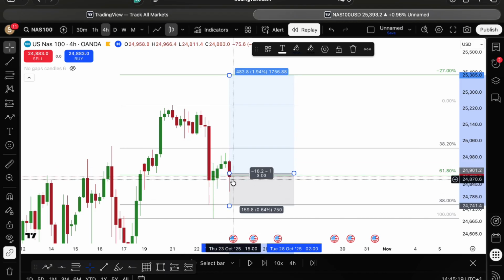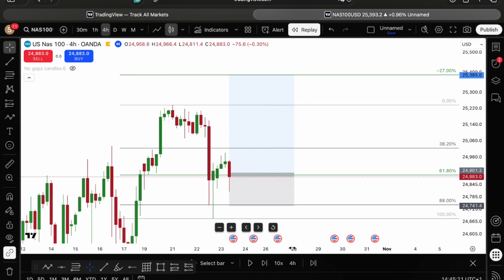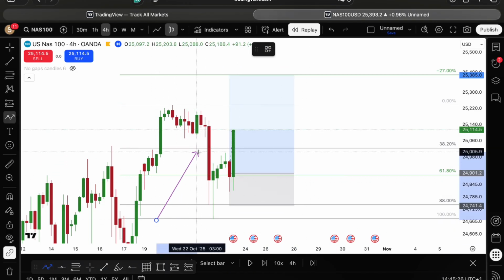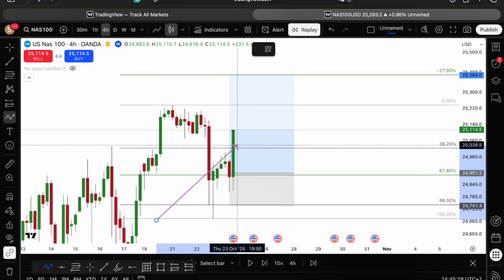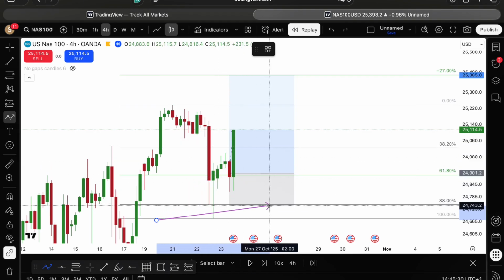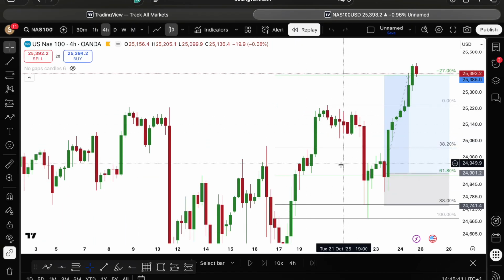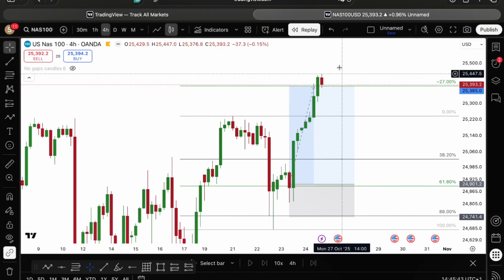And as you can see, we have now entered this trade. As soon as price breaks this 38 level and closes above, we can now move our stop loss to our entry point to create a risk-free trade. Right now, we're just waiting until our take profit gets hit. And as you can see, our take profit has been smashed.